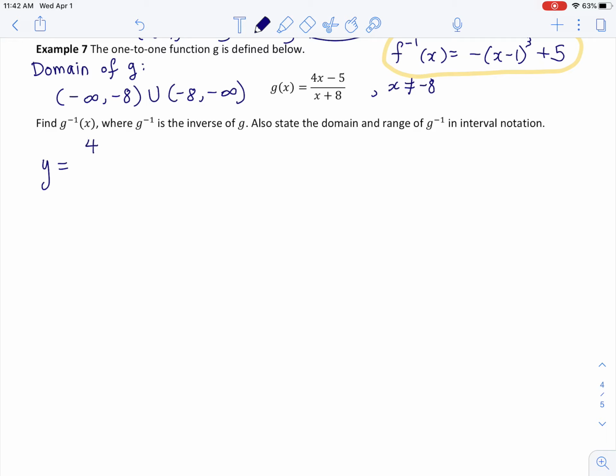So let's find the inverse first. Change the g of x to y. So write down y equals (4x - 5) over (x + 8).